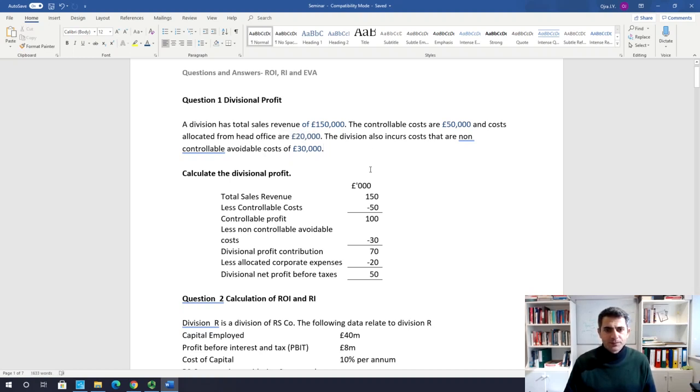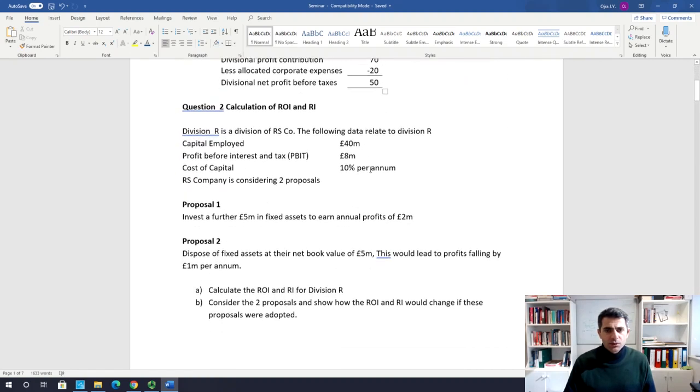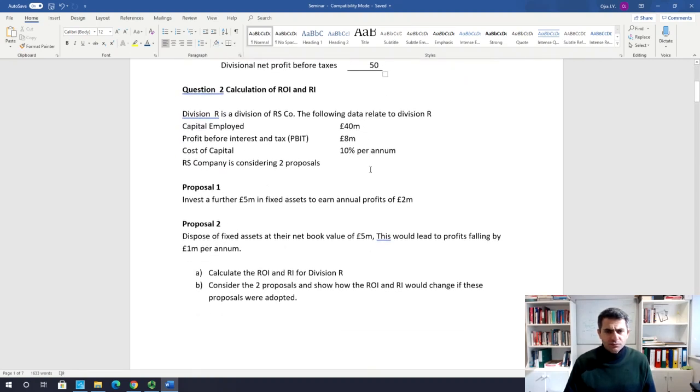Okay. Right. So as I mentioned, we'll cover today question number 1, 2, and 7. So question number 2 here. This company, division R, is a division of RC code. The following data relate to division R. We have a capital employed of 40 million pound. Profit before interest and tax, 8 million. And we have cost of capital, 10%.